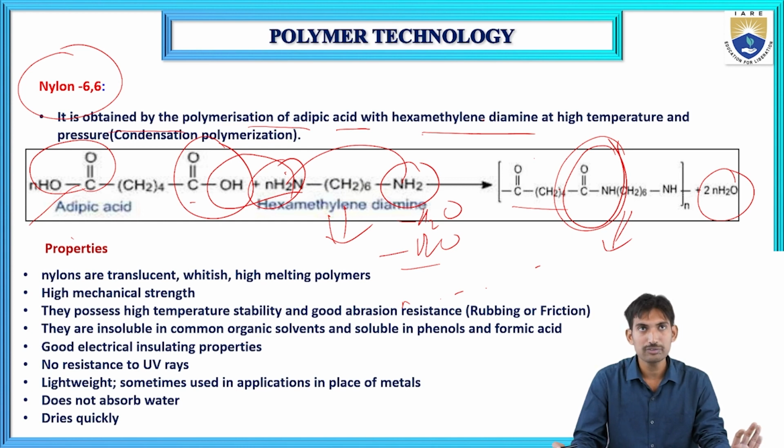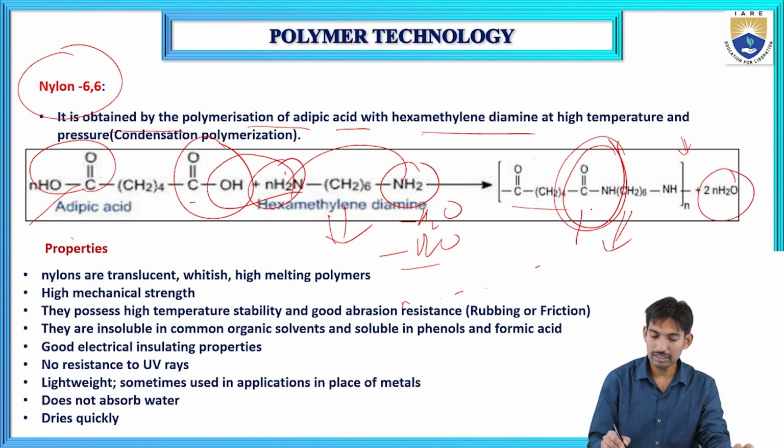The monomers are adipic acid and hexamethylene diamine. These two monomers undergo condensation polymerization at high temperature and pressure to form nylon 6,6. The monomers contain carboxylic acid and amine functional groups. After condensation, this forms a new functional group, the amide functional group.